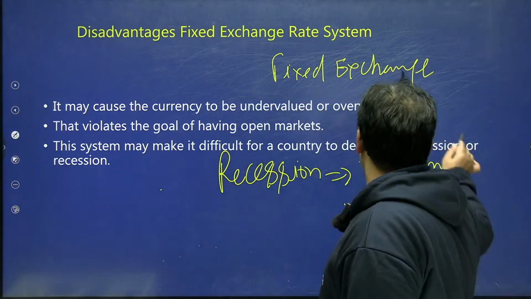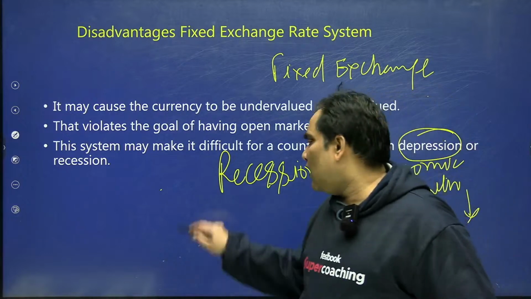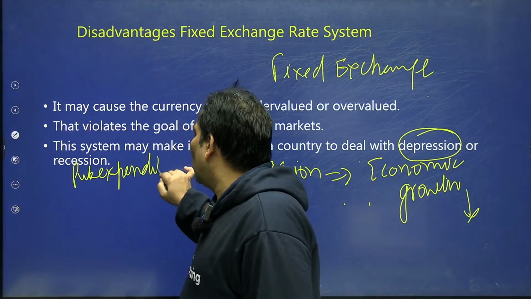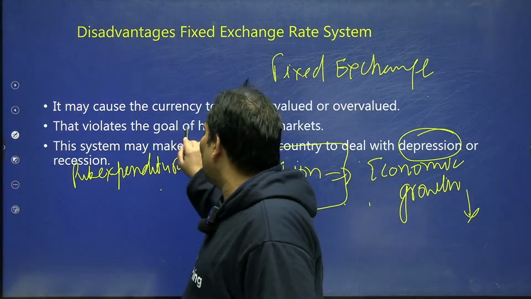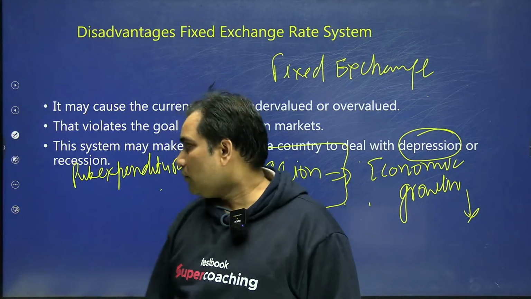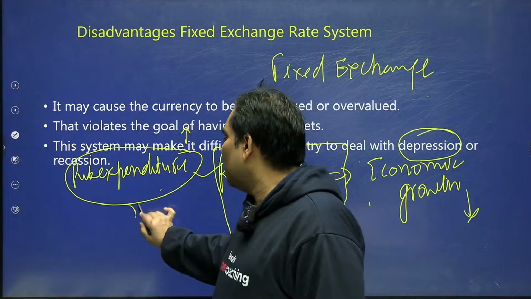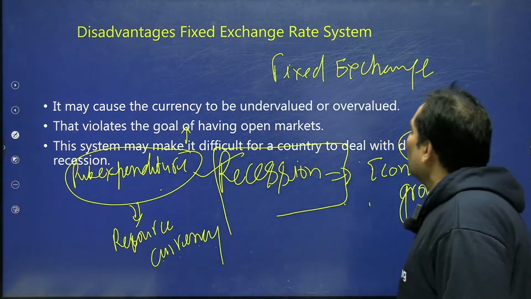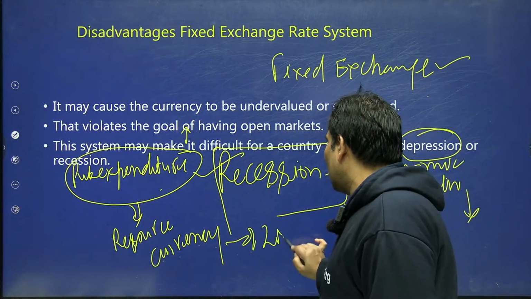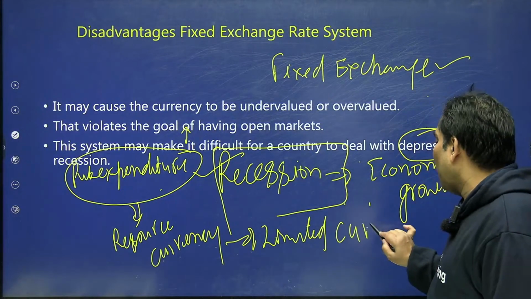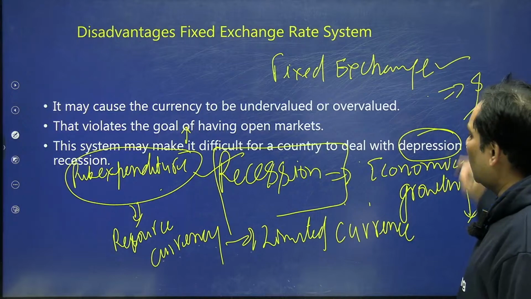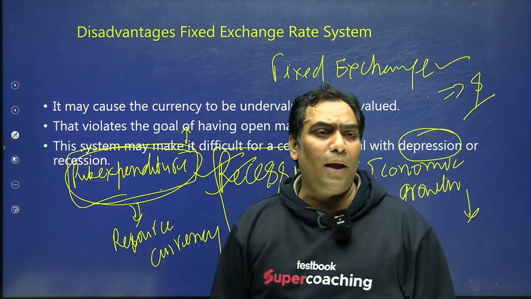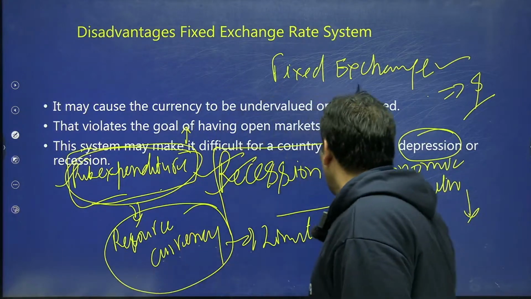So what is going to happen if there is recession? We discussed how we deal with recession: public expenditure should be increased. And for that, the government should have the resources, that means the currency. But under the fixed exchange rate system, the government has limited currency, because they cannot print. They can print only when they have dollars or gold. This recessionary condition can be dealt with only through public expenditure, but the government cannot spend because they have limited currency.